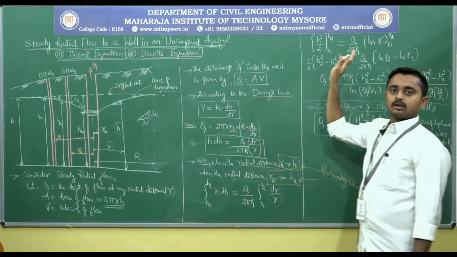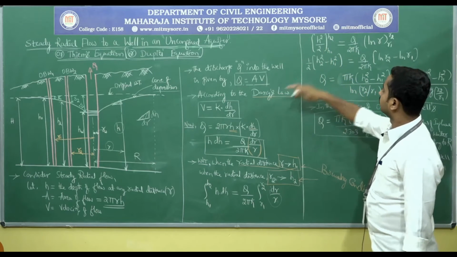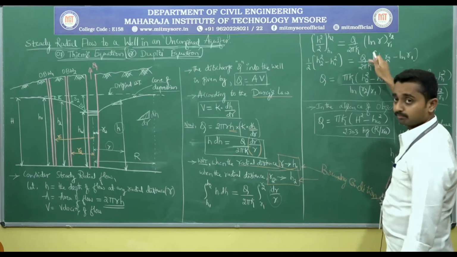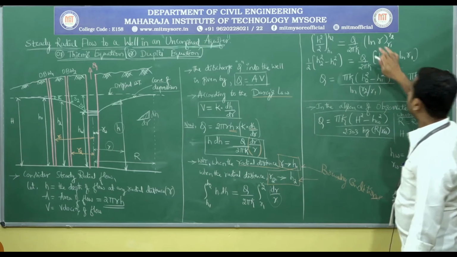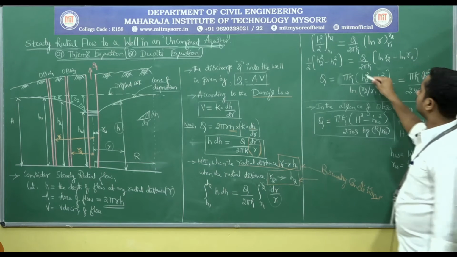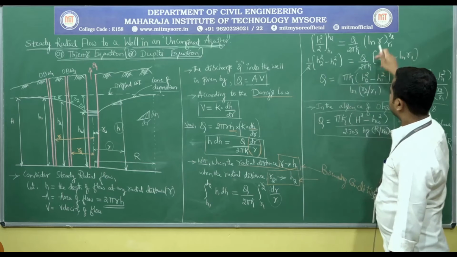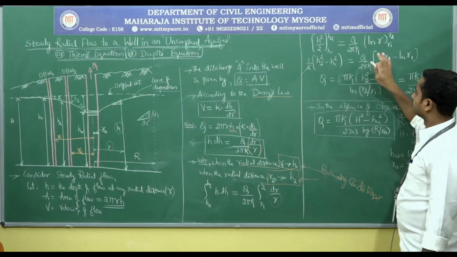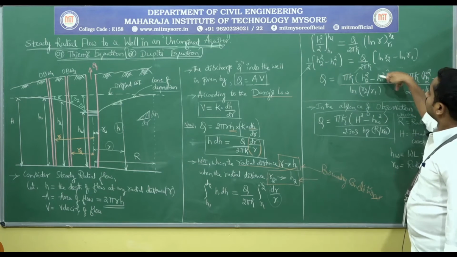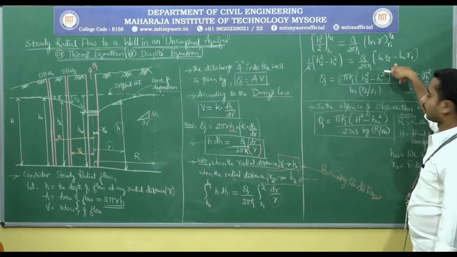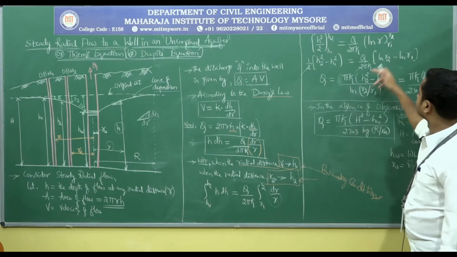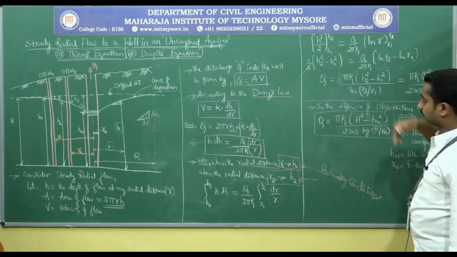Just substitute the limits. 1 by 2 taken outside, h2 square upper limit minus lower limit h1 square, equals Q divided by 2 pi k into ln r2 upper limit minus ln r1. Here the 2 gets cancelled. Form the equation for Q: Q equals h2 square minus h1 square into pi k divided by ln r2 minus ln r1. Log a minus log b form, log a by b, so ln r2 by r1.